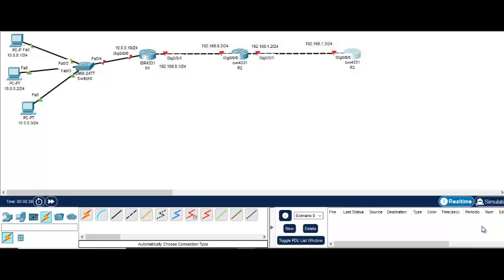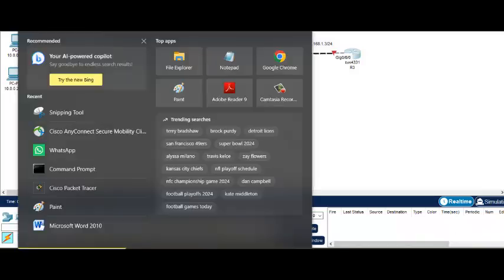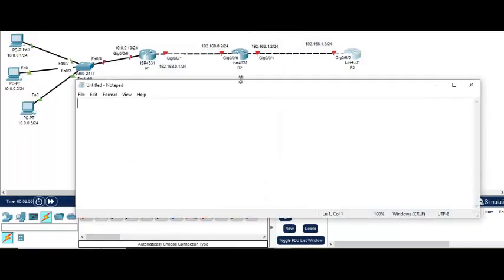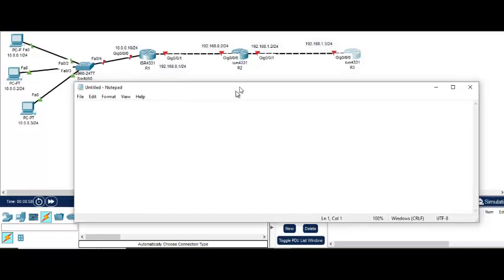Now, to understand that practically, we have taken three routers and three computers. And the IP addresses that I'm going to configure are already printed on the board. Let me use a notepad to finish the configuration faster. Do you mind if I use notepad? No problem, sir. Please.